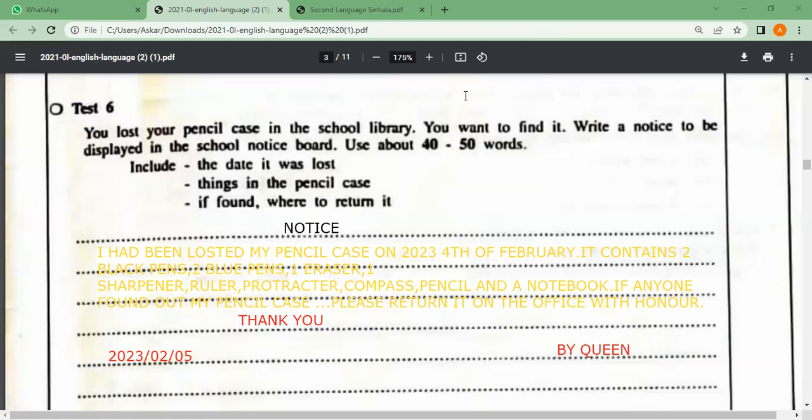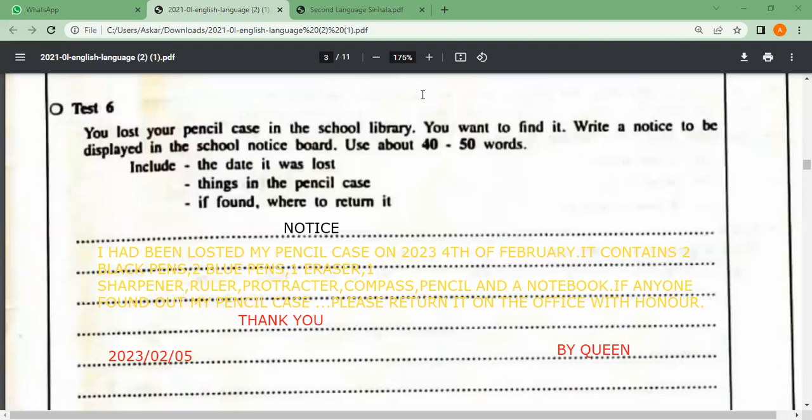Notice, I had lost my pencil case on 4th of February 2023. It contains 2 black pens, 2 blue pens, 1 eraser, 1 sharpener, ruler, protractor, compass, pencil, and a notebook. If anyone finds my pencil case, please return it to the office with honor. Thank you. 5th of February 2023, by Queen. Anything, your name. Okay? So you should put your name here.